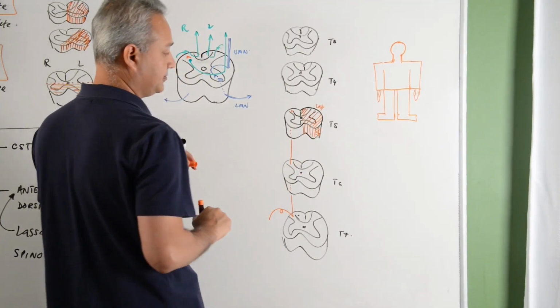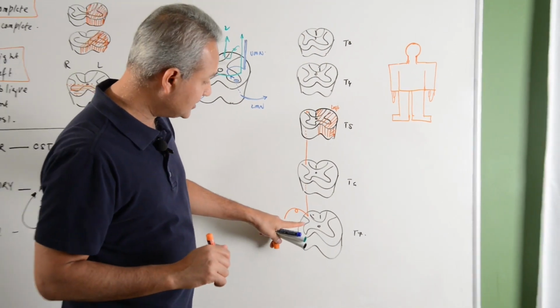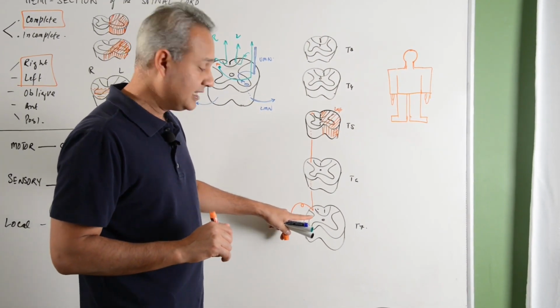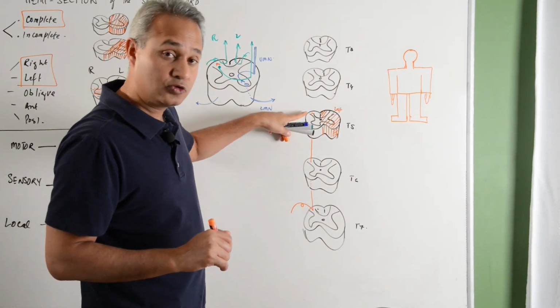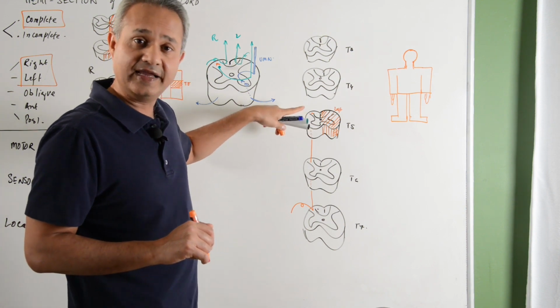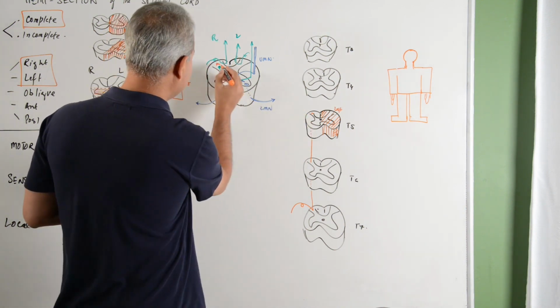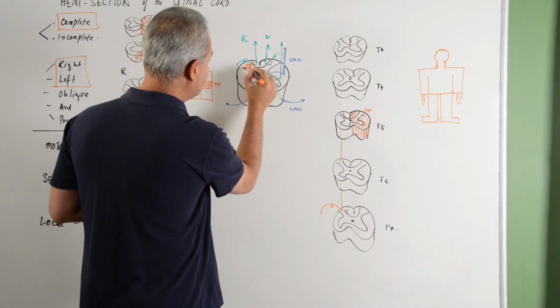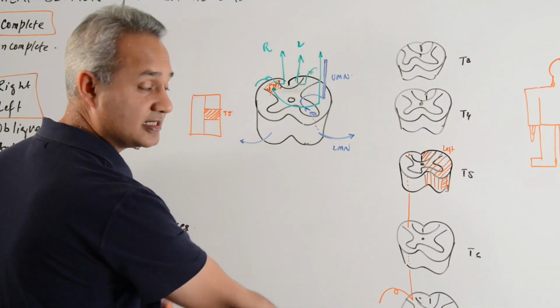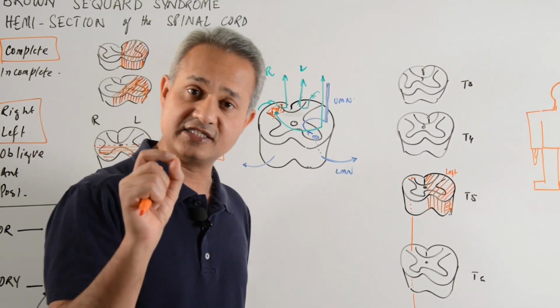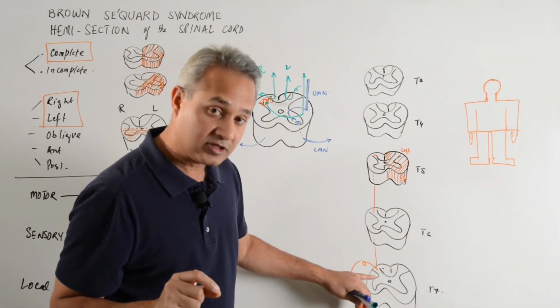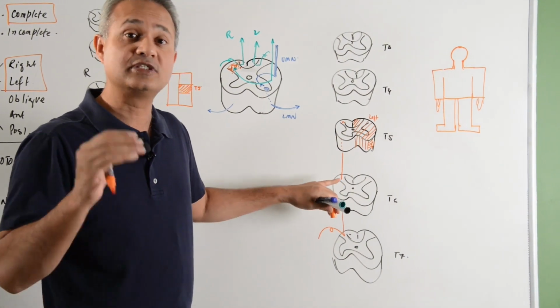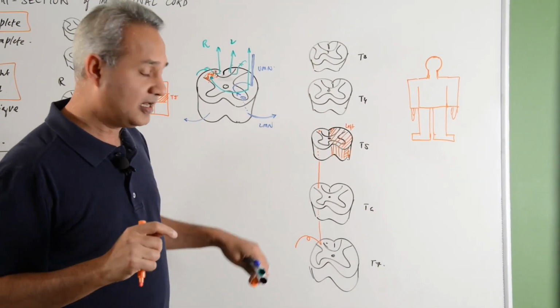Then they relay. So they did not relay on the same segment. They went up 2 segments and then they relayed. So this part of the gray matter in which they travel, the anterolateral system fibers, the pain and temperature sensory fibers, when they come into the spinal cord, they go up 2 segments above, then they relay.